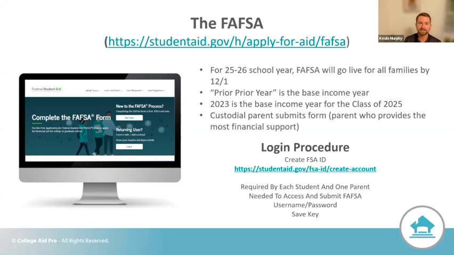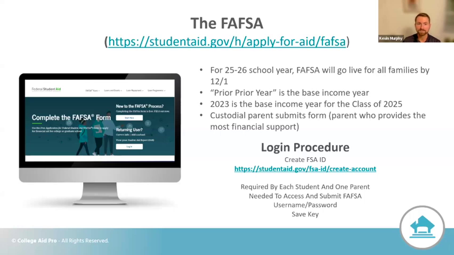Prior year is the base income year. I think that's a confusing way to think of it. So I always say, look at the year your student's graduating high school and subtract 2. So if your student is currently a senior, they're graduating in 2025, subtract 2. Your 2023 tax return will be the base income year for your student.